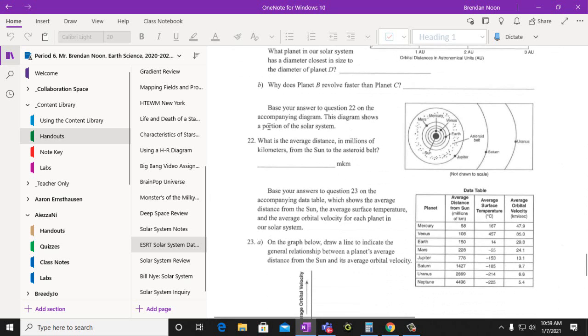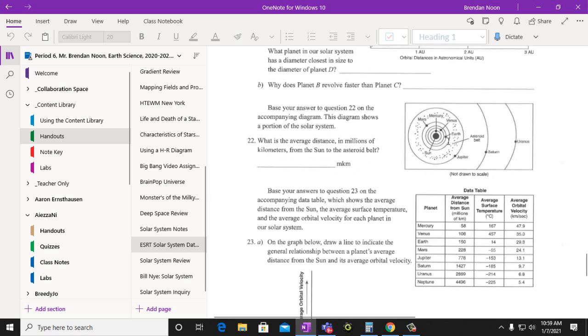Base your answer to question 22 on the accompanying diagram. This diagram shows a model of the solar system. All right, so here are the terrestrial planets. Here are our gas giants. Neptune's not on here. And here's the asteroid belt. What is the average distance from the sun to the asteroid belt, in millions of kilometers?